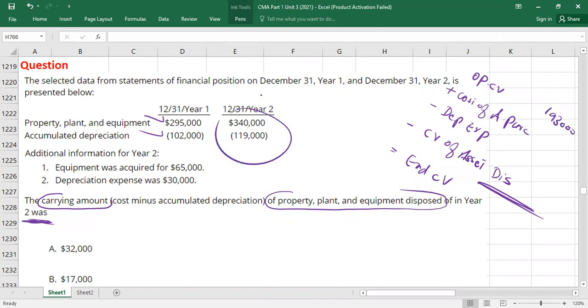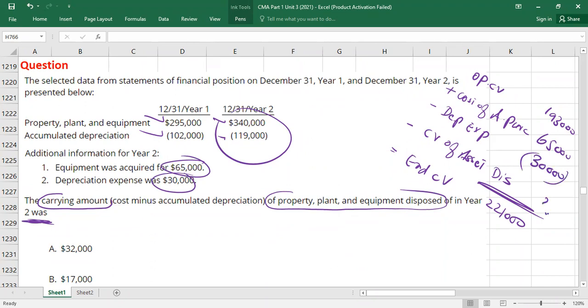And the ending carrying value is given. Take cost of asset which is 340 minus 119. How much? Solve it, please. 221,000. So I got the ending carrying value also. Cost of asset purchased is given, how much? 65,000. And depreciation expense is given, how much? 30,000, which is a negative value. Yes, I can work with these values now.